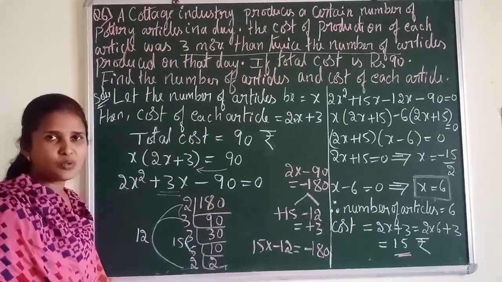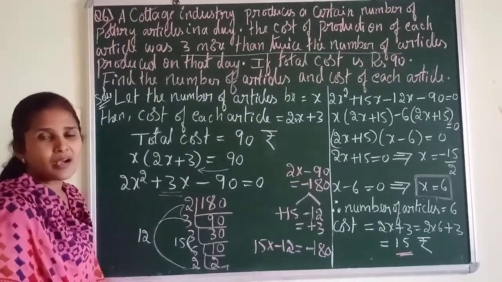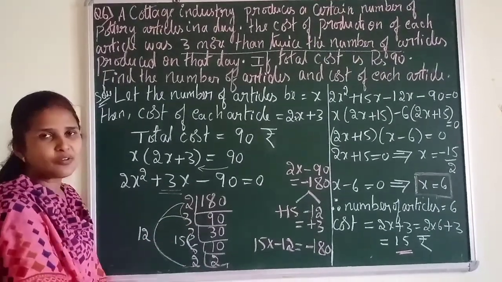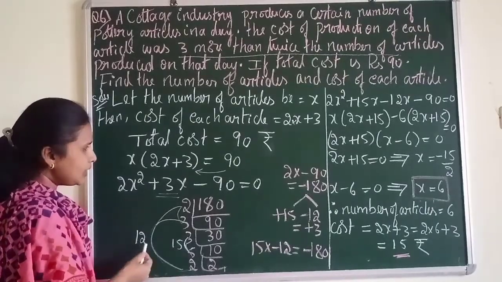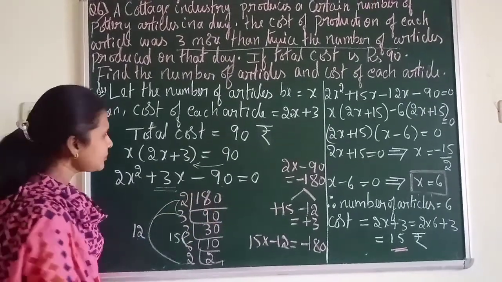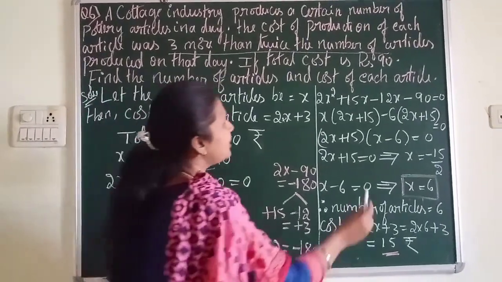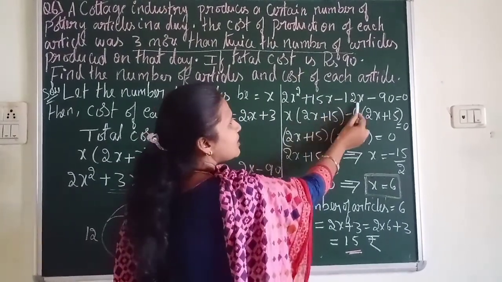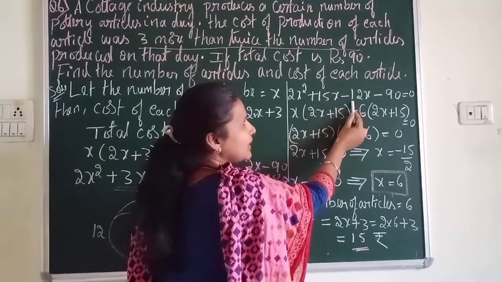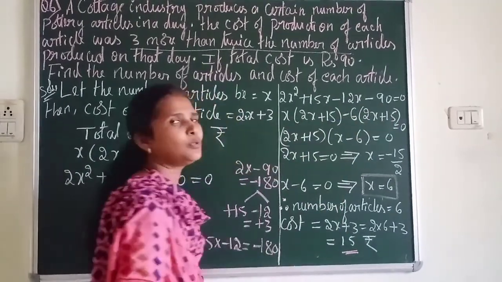So I got the two factors, 15 and 12. 15 12s are, we don't know exactly, we can't tell suddenly, so this is one method of doing. 15 minus 12 is plus 3. 15 into 12 is 90. So I am splitting the middle term, that is 3x. To get 3x I have to write plus 15x minus 12x minus 90 equal to 0.